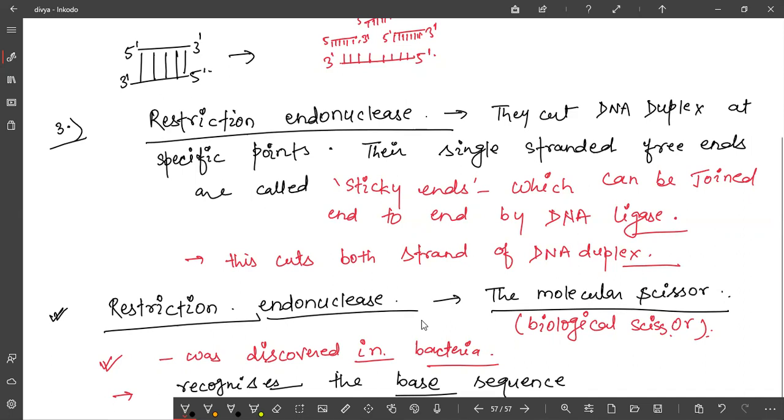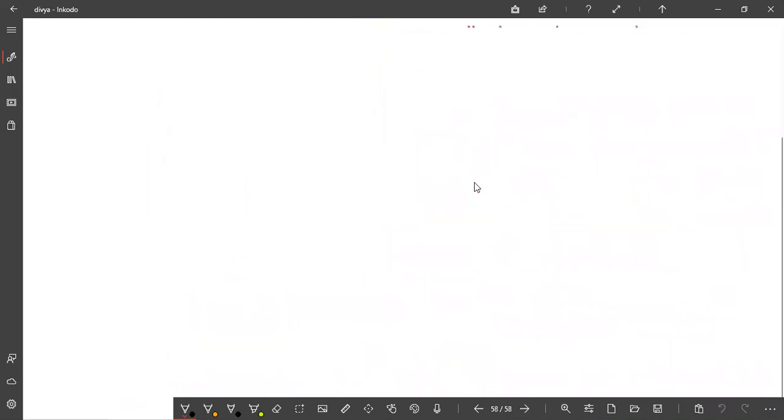Okay. So this recognizes the base sequence at a palindromic site. I will explain this palindromic site. This is very important. And where will it get this palindromic site? In the DNA duplex, in both strands.